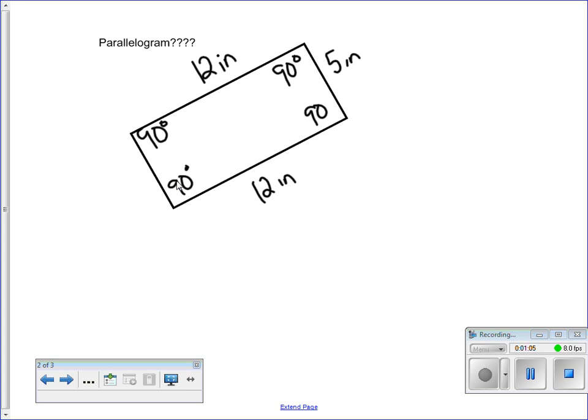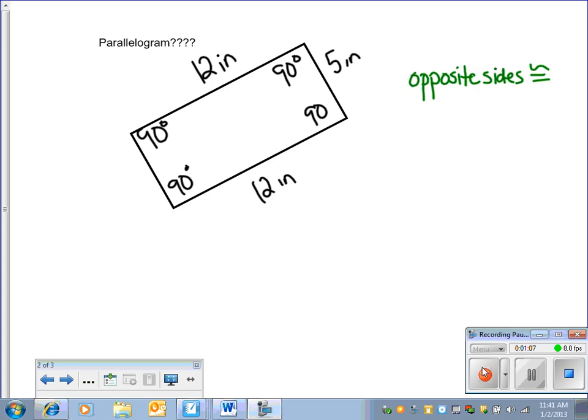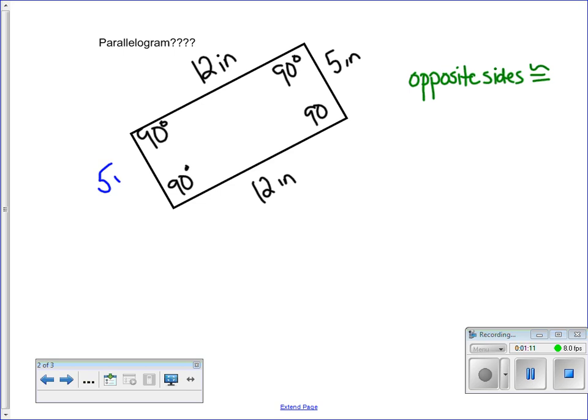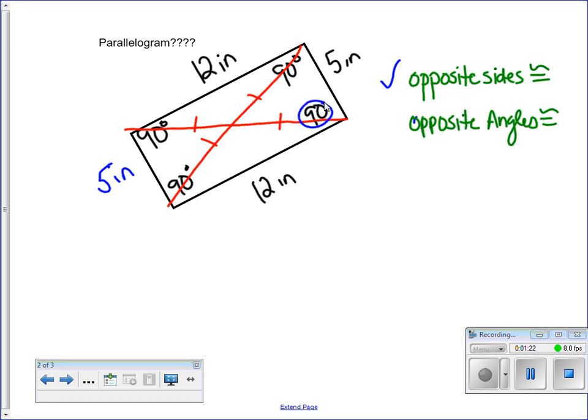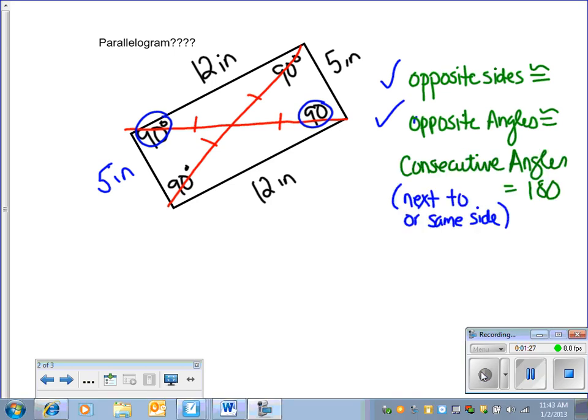Are opposite sides congruent? So, yes, opposite sides are congruent. So I could put a check beside that. Okay. Are opposite angles congruent? Yes, I see 90 and across. I see 90, 90, and 90. Opposite angles are congruent. All right, let's check out our consecutive angles equal to 180.